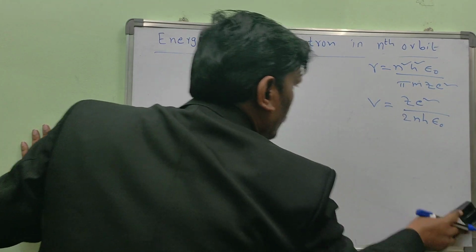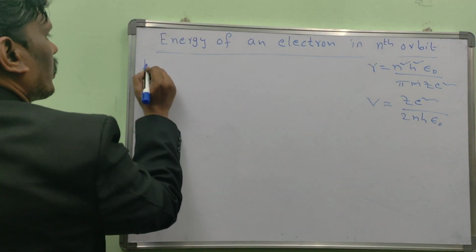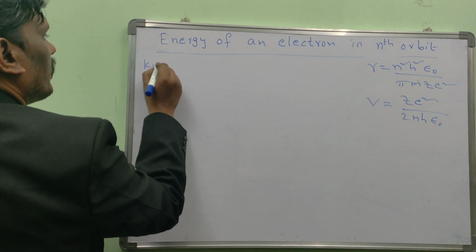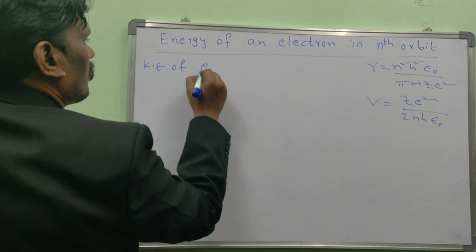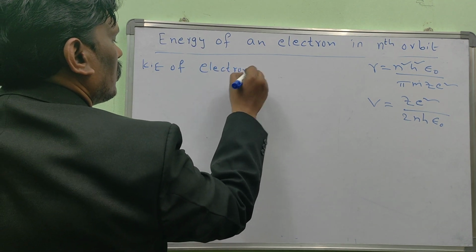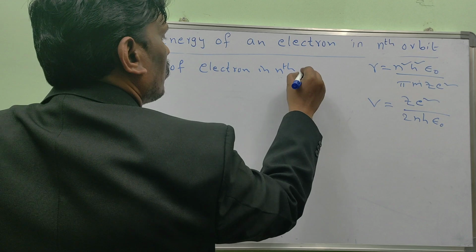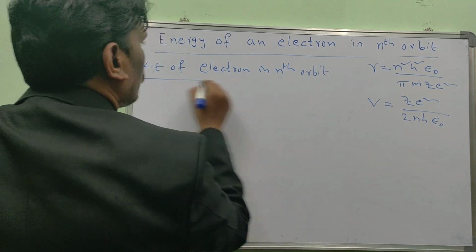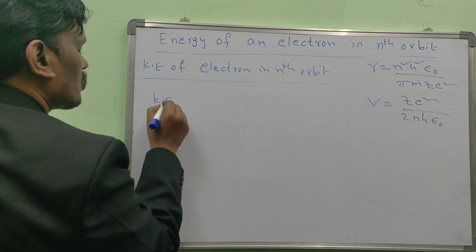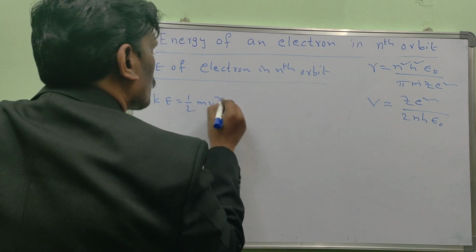Now I am going to calculate energy. Let us see. First, kinetic energy. Kinetic energy of the electron in the nth orbit. How to calculate kinetic energy? Kinetic energy is equal to half m v square.